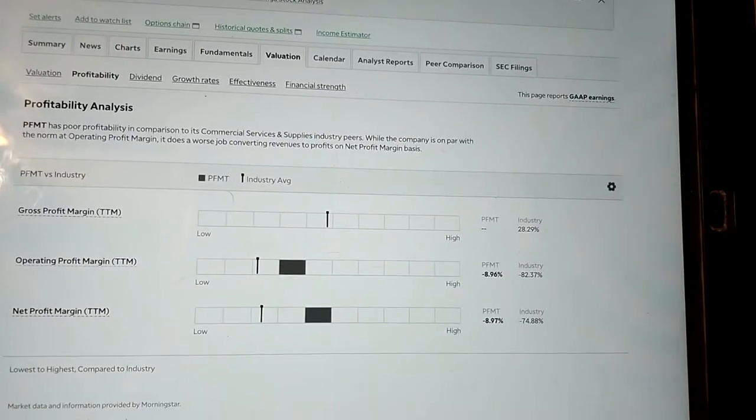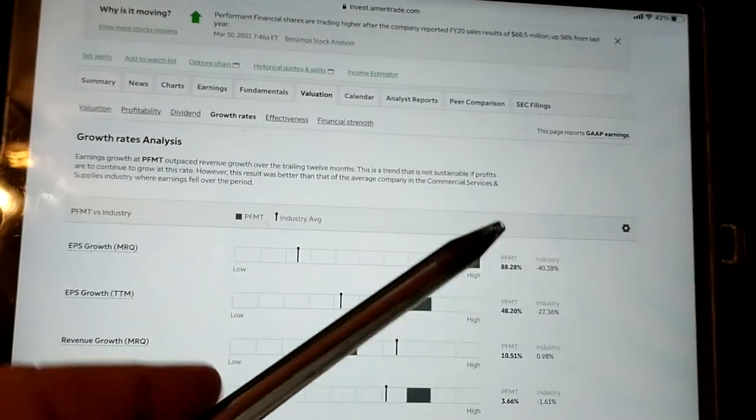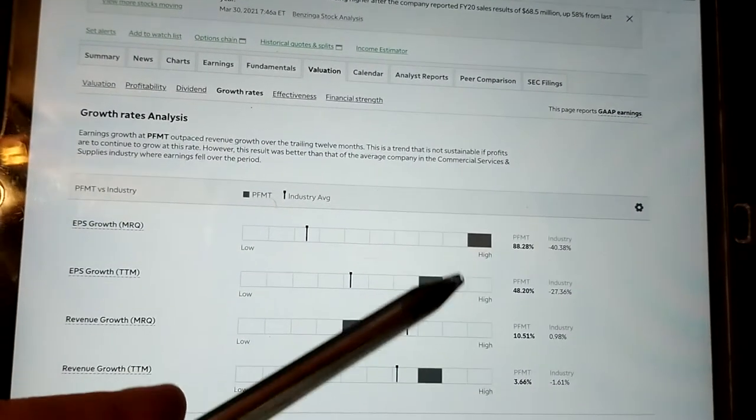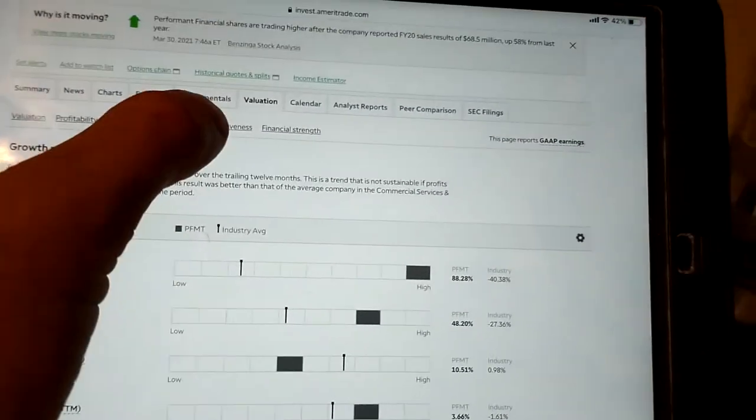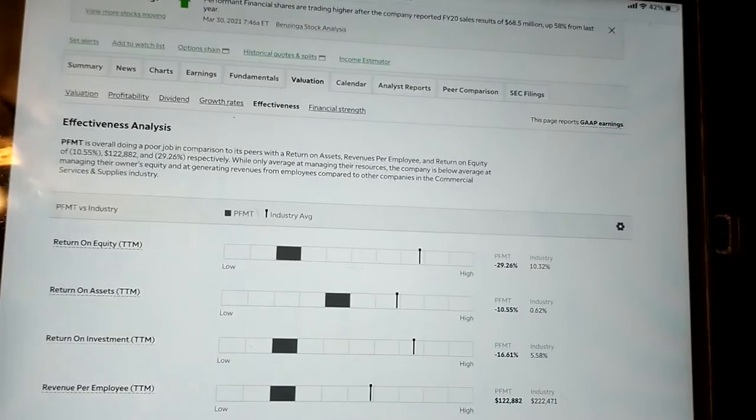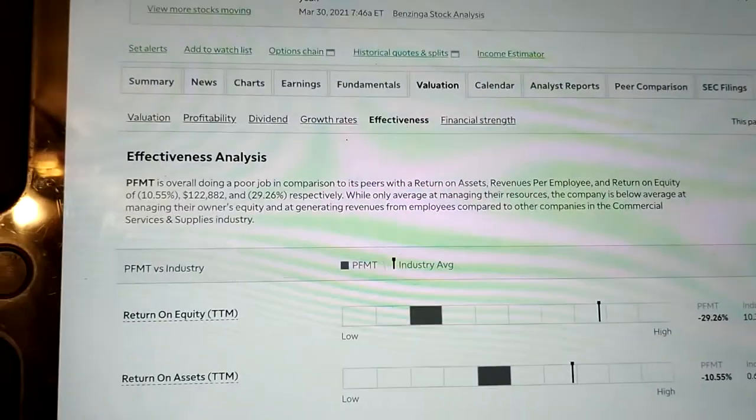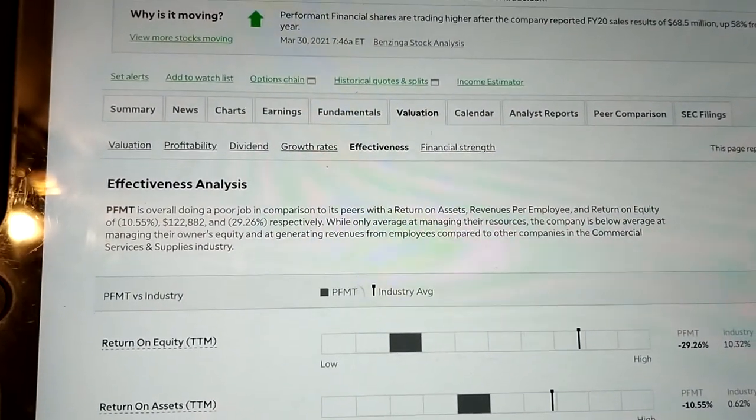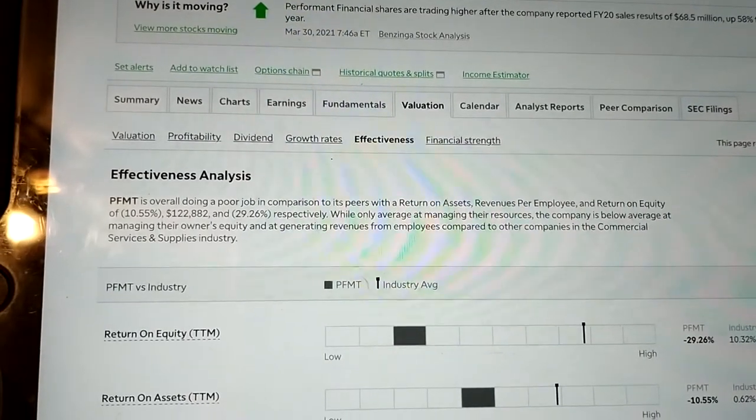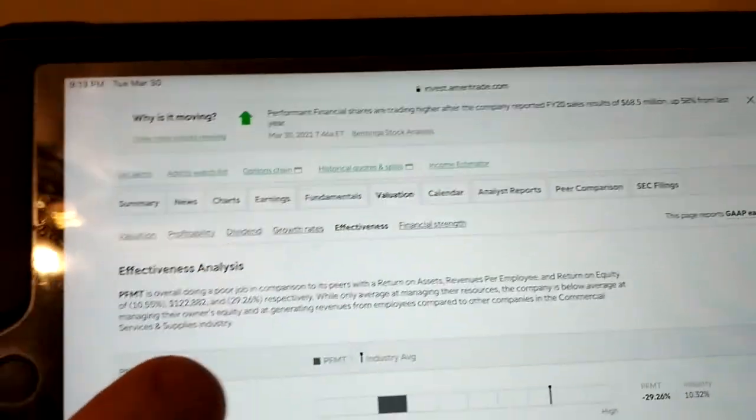They obviously had pretty good results. They were up 58%. They don't offer dividends. Growth rate, this is really good. They're definitely a growing company. So they may make it to my watch list here. Effectiveness, it says PFMT is doing a poor job in comparison to its peers with a return on assets. Revenues per employee, only average. But they're growing. Let's look at the financial strength.